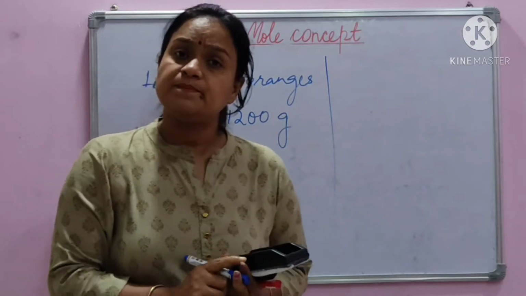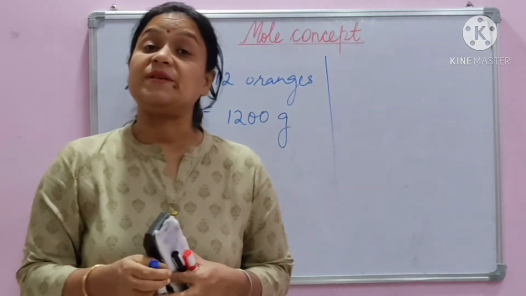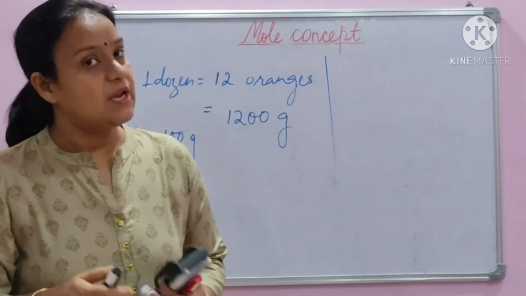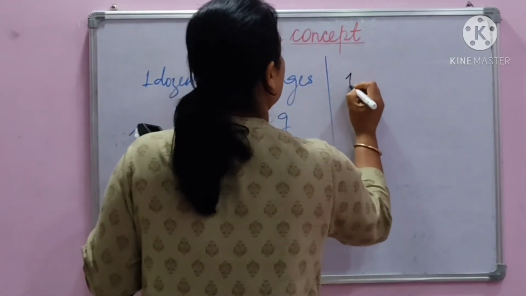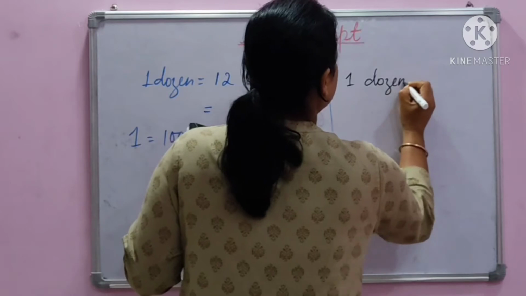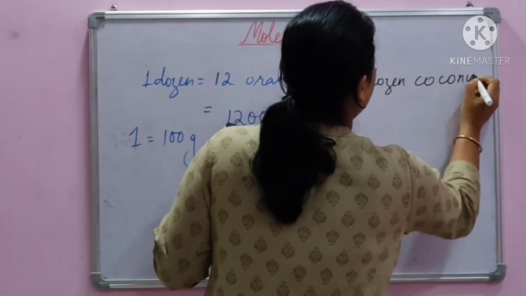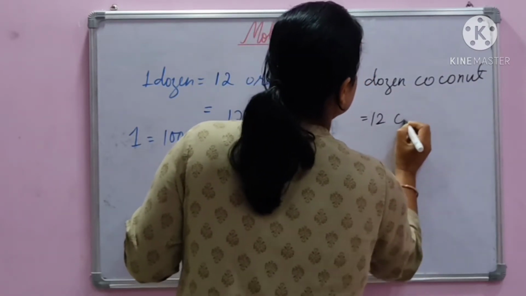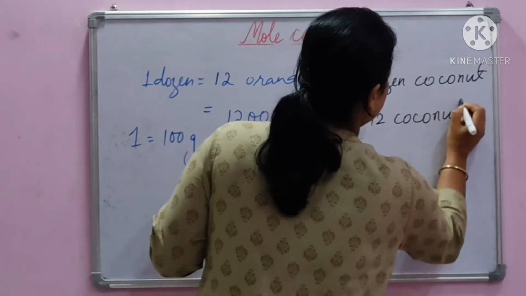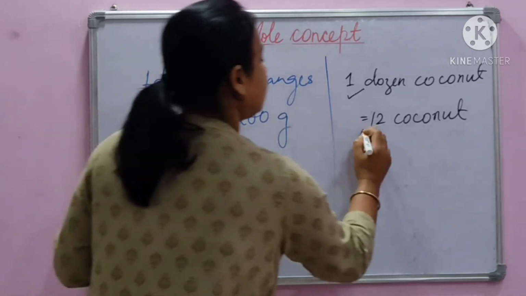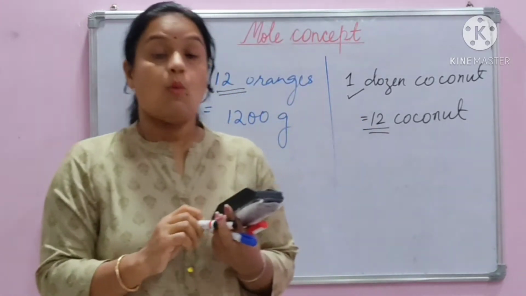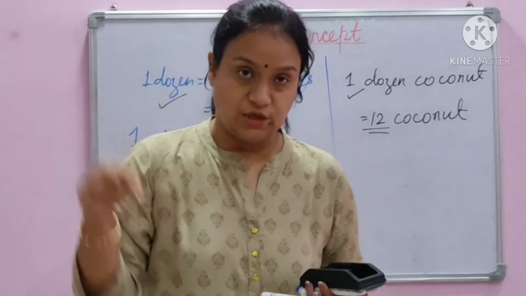Now, if I ask you about a dozen of coconut, will it be the same as that of oranges? Yes, it will be same in terms of number of coconuts. So, if I say 1 dozen coconut, what does it mean? It will mean that you have 12 coconuts. So in number, both are same. Whether it is 1 dozen coconut or 1 dozen oranges, the number will be the same.